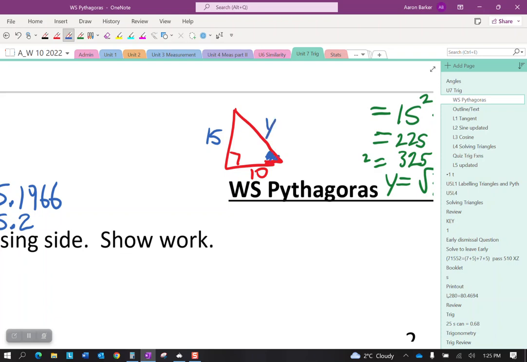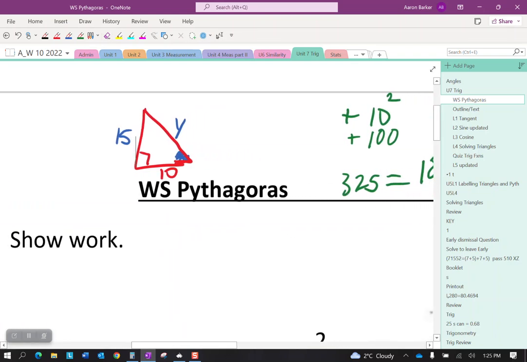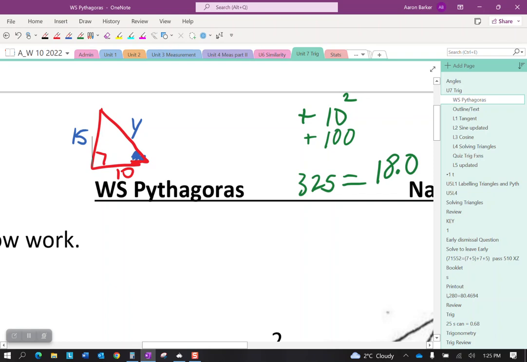Good. Draw this triangle right here. Okay, so this is the other type of Pythagoras question that we'll find. Label your HOA. Draw the triangle, label your HOA.